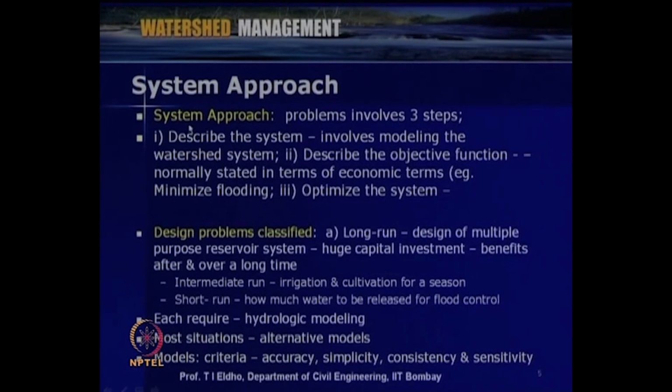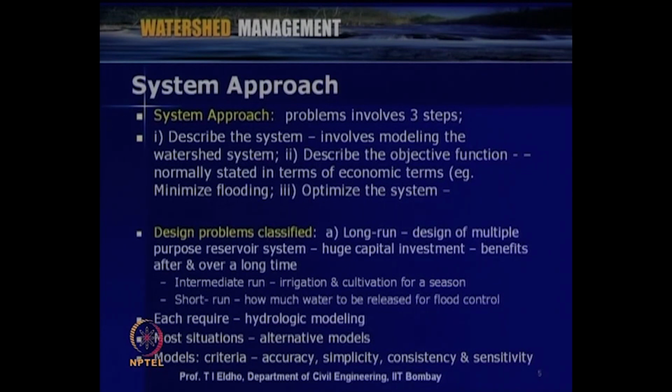So, in the system approach, we describe the system, then we go for a simulation of the system, and then we go for optimization of the system. As far as various watershed models are concerned, most of the time we are looking at design problems, with respect to what is happening to a particular resource like water. So, we will be looking at the design problems.